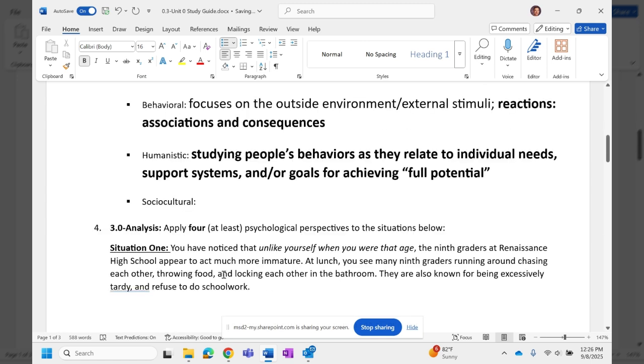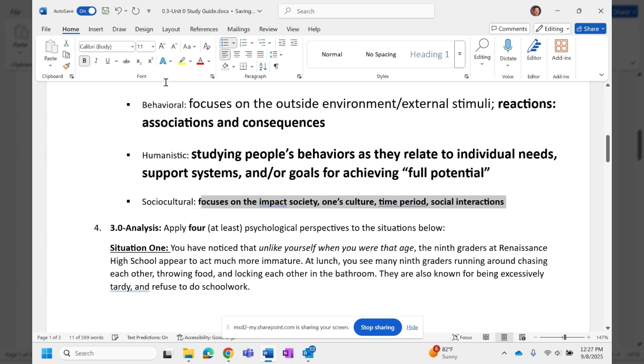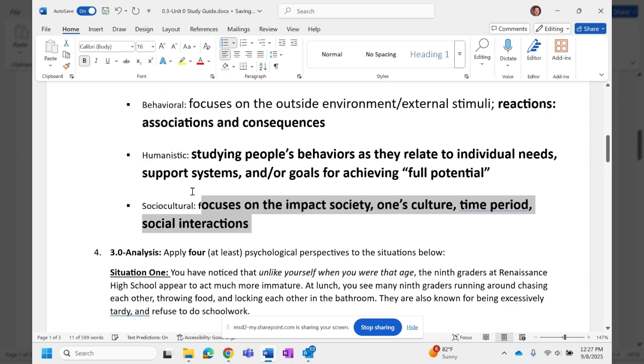And then sociocultural just focuses on the impact of society, one's culture, time period, social interactions, and how all of the things that happen surrounding those things impact your psychology, your behavior, and mental processes.